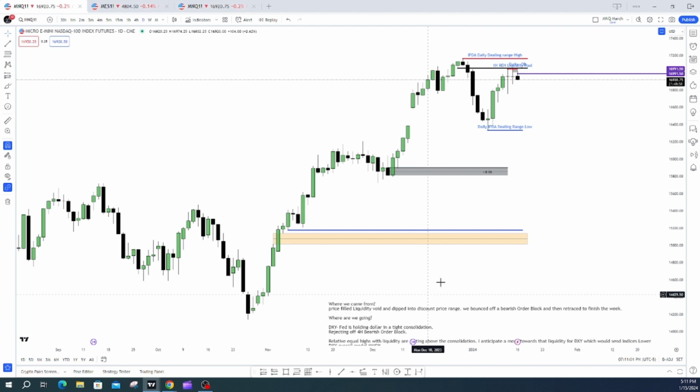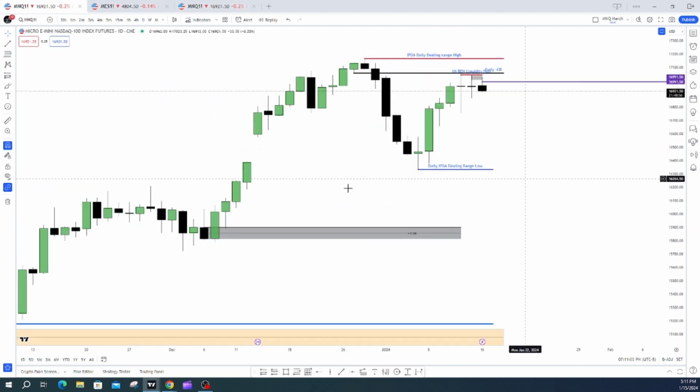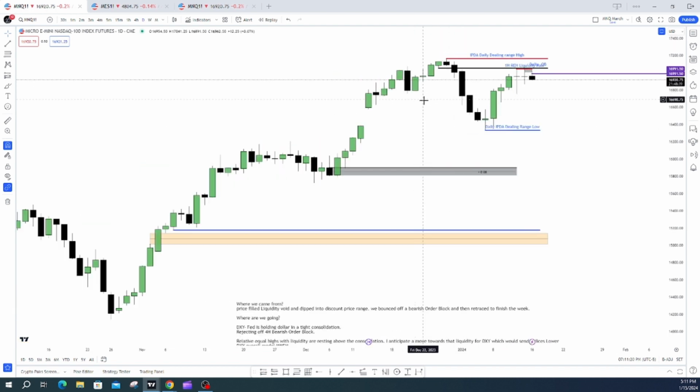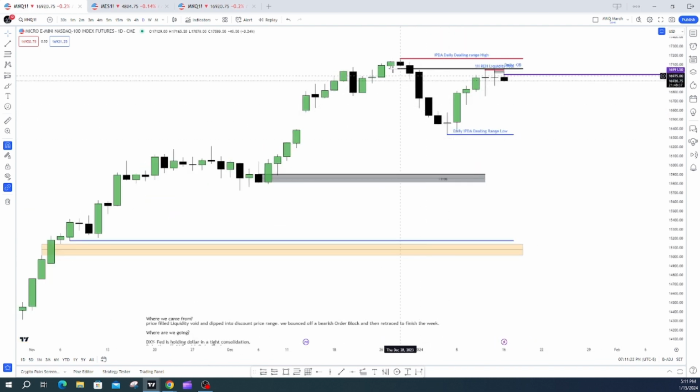So as you can see, price filled this area right here. We saw a huge jump in price. Price came down and filled that right here, and then bounced off of that area and moved into another area. I want to draw your attention to this candle right here, this green candle.